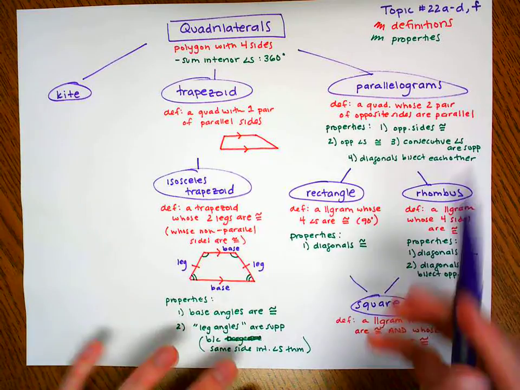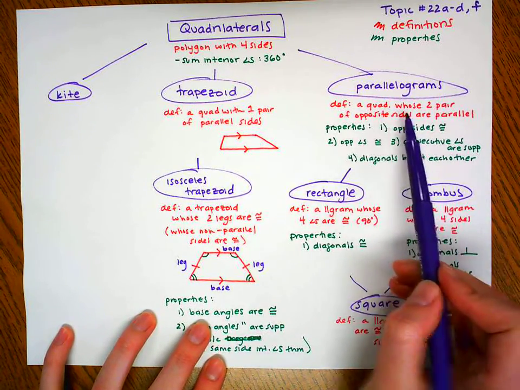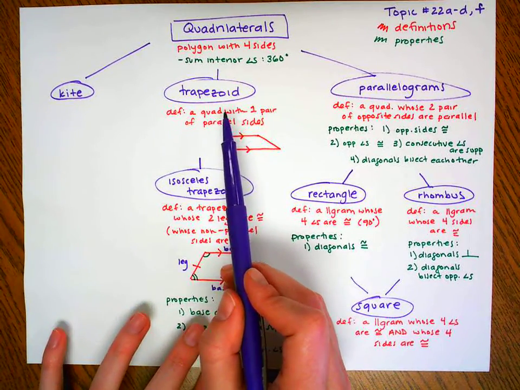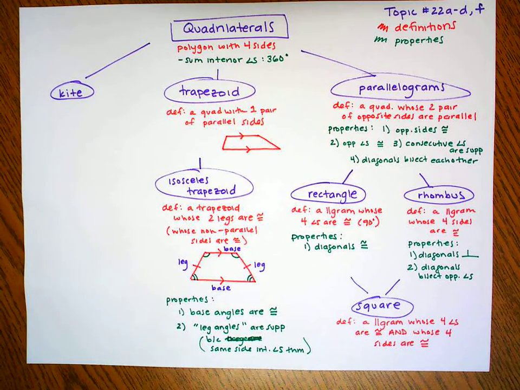Now, you might have noticed a pattern. Here we have two pairs of opposite sides that are parallel. Here, one set of opposite sides are parallel. For a kite, no set of opposite sides are going to be parallel. But that's not how we define a kite.